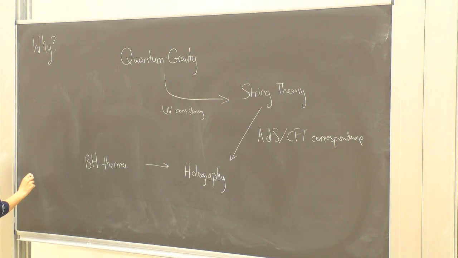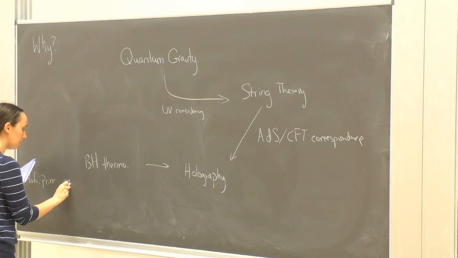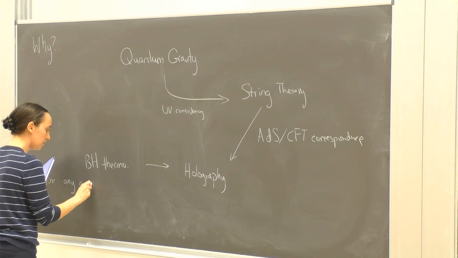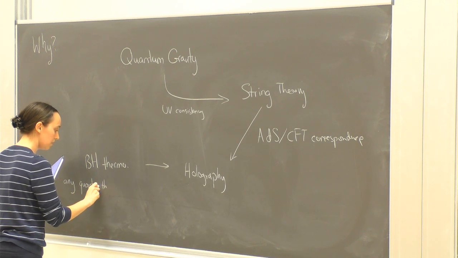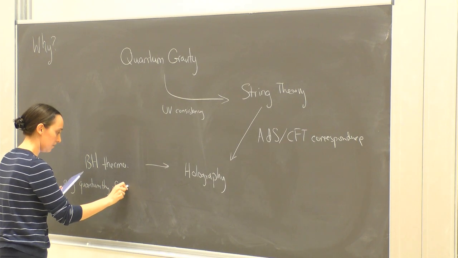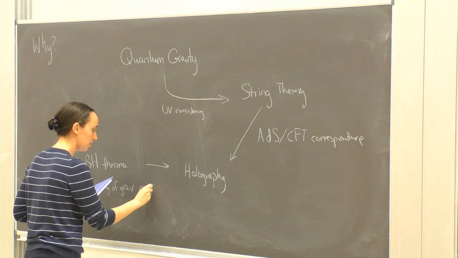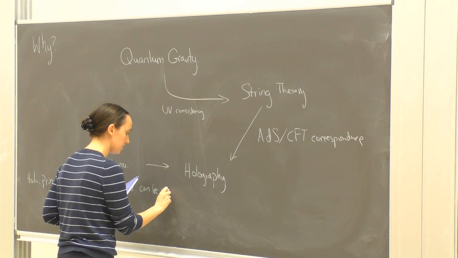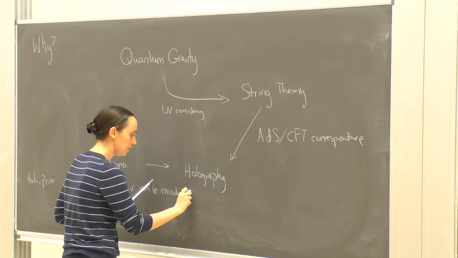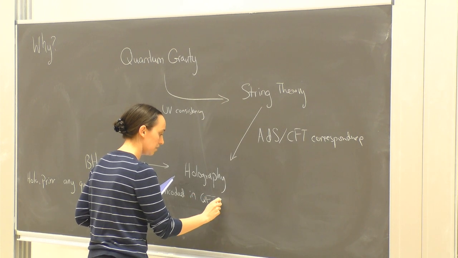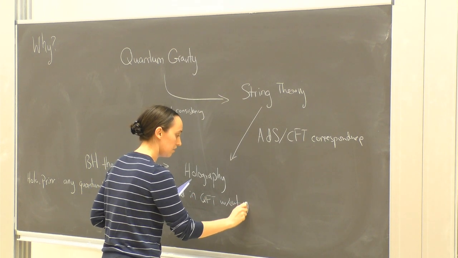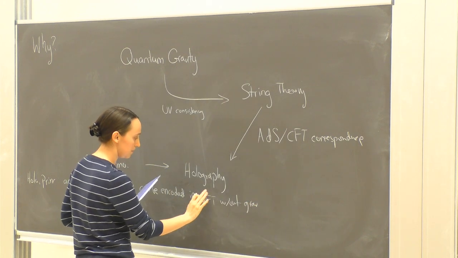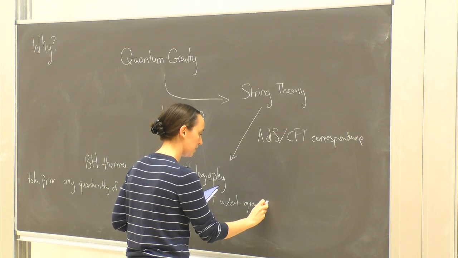So for us, and maybe for those because there are younger students here, I want to say what the holographic principle is telling us is that we think that any quantum theory of gravity can be encoded in a non-gravitational theory, basically a QFT without gravity. And I mean, in AdS, it will actually be a conformal field theory at the boundary.